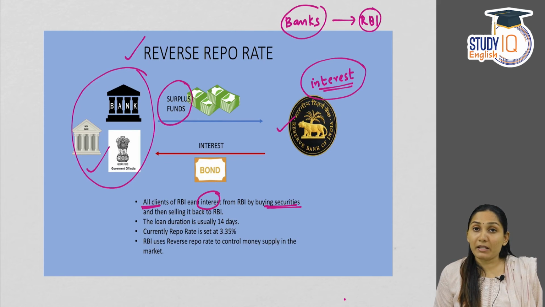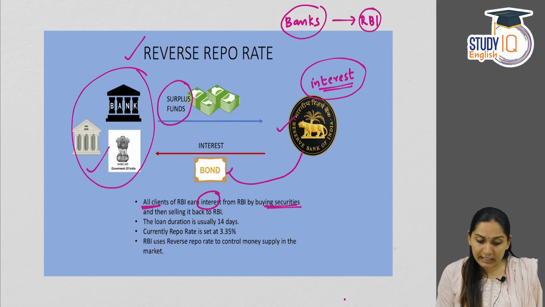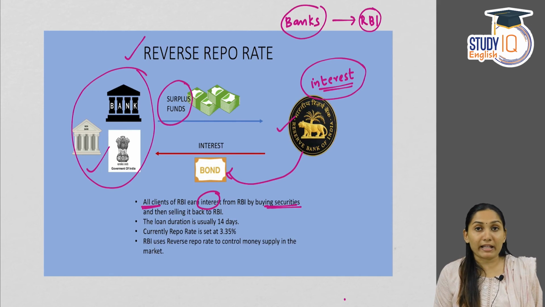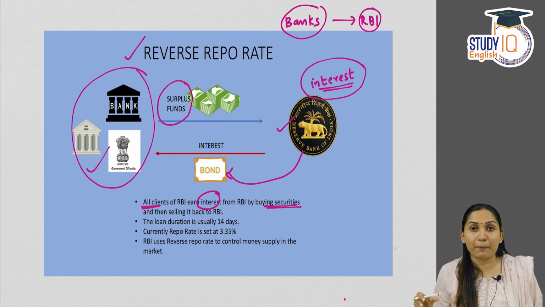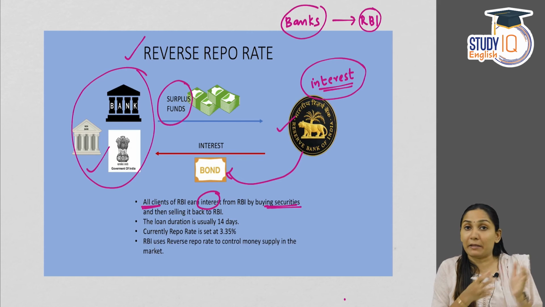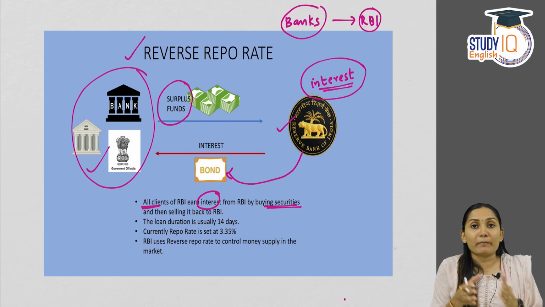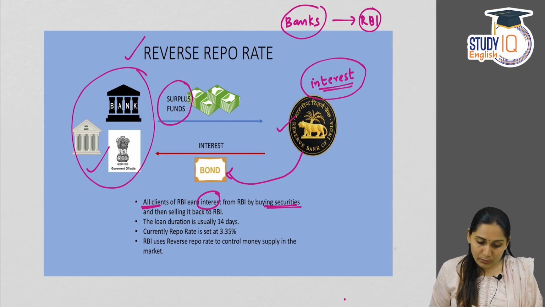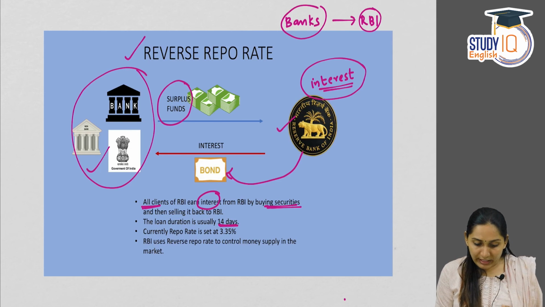Repo is a repurchase agreement. Same way reverse repo is also a repurchase agreement, but how? Here RBI is selling government securities to the banks. In case of repo, banks are selling government securities to the RBI. In case of a reverse repo, RBI sells the government securities to the banks on a repurchase agreement that RBI will buy it back from the banks after a specific period of time. So this is how the reverse repo operations work. The loan duration is usually 14 days. Reverse repo rate is less than the repo. So currently the reverse repo rate is 3.35%.